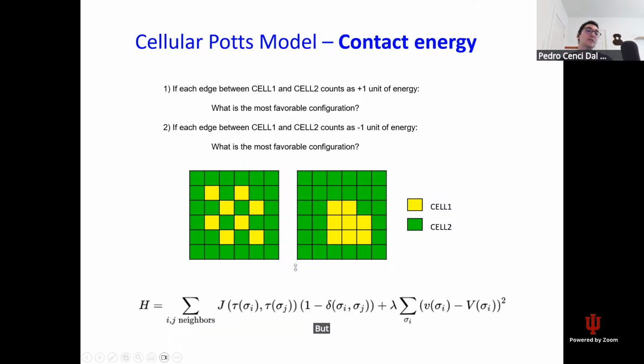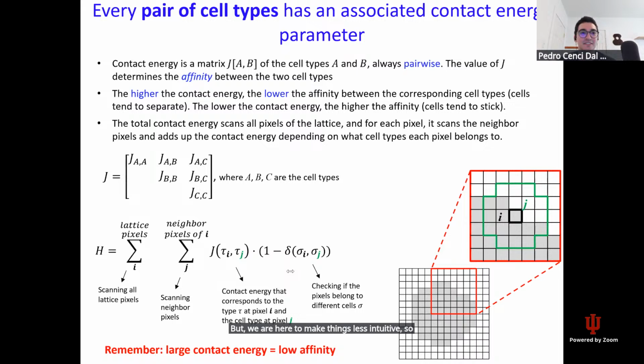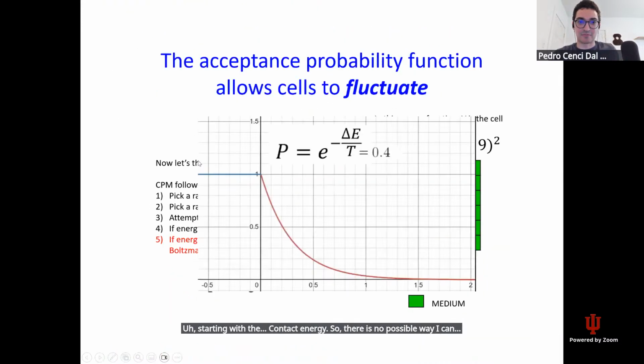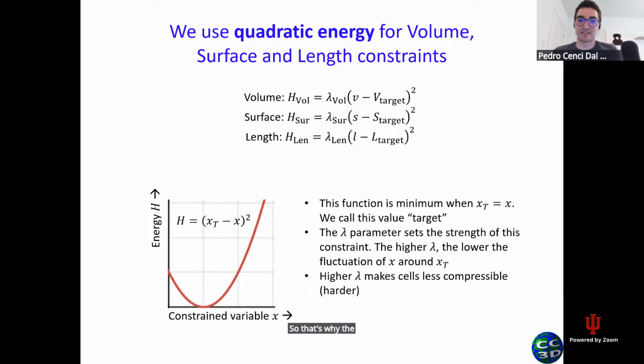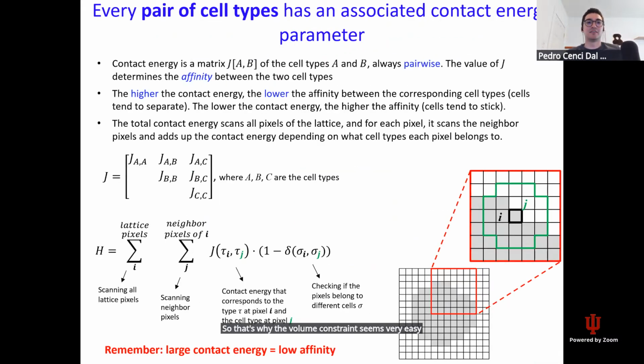But we are here to make things less intuitive. So let's dive deep, starting with the contact energy. There is no possible way I can dive deeper on the volume constraint. So that's why the volume constraint seems very easy. The contact energy is a little bit more sophisticated.